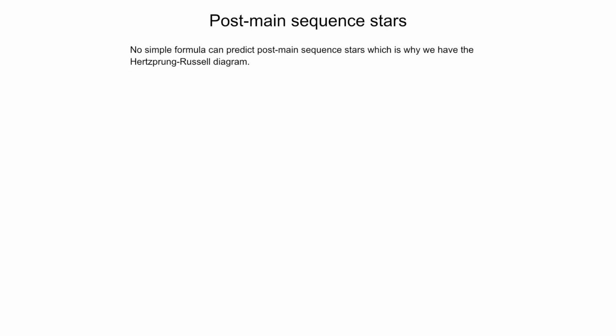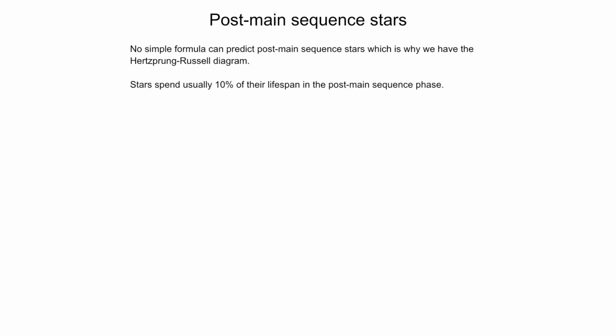So here you can see post-main sequence stars. No simple formula can predict post-main sequence stars, which is why we have the Hertzsprung-Russell diagram. Stars above about 0.3 to 0.5 solar masses will spend 10% of their time in the post-main sequence phase.